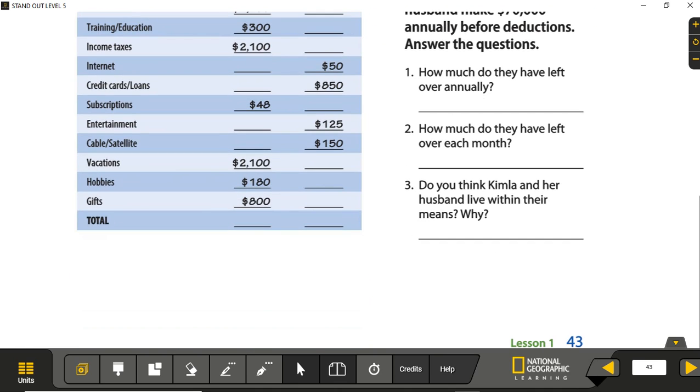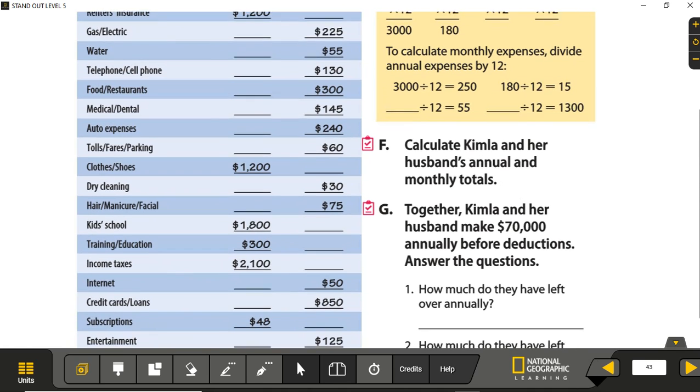Do you think Camilla and her husband live within their means? Why or why not? So, I would put no, because if they have an emergency, they don't have any money for it. All they have is $138 if, say, somebody breaks their arm, or they get in a car crash. So, I say no, because they don't have any extra money saved away every month. Good.